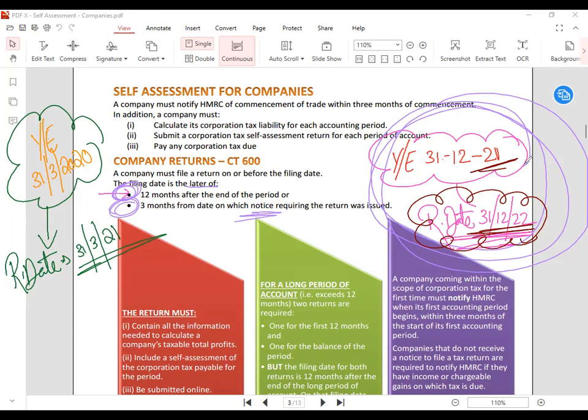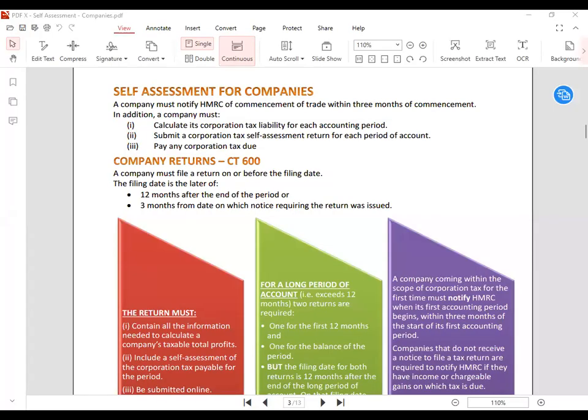So the return date by default is the same date, same month next year. Or if the government sends you a notice, then after the issuance date of the notice, you have only 3 months to submit the return. If you do not file your returns on time, definitely you are going to get penalties, fines and interest. Any problem? Did you note it down? One more thing: the returns for companies must be submitted online. There is no offline or go-to-office-and-submit option in the case of returns for companies. Okay.